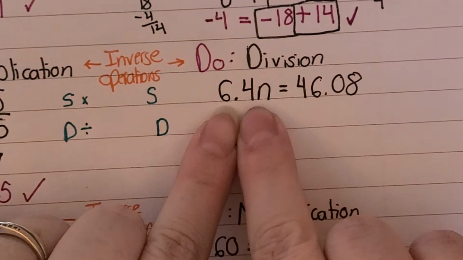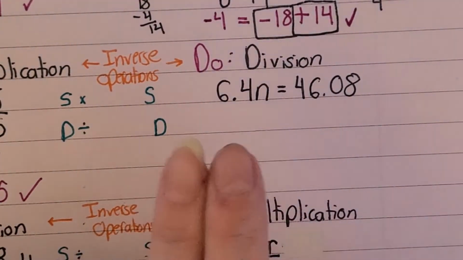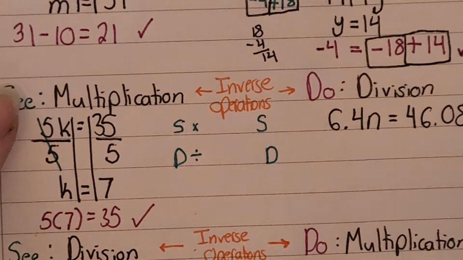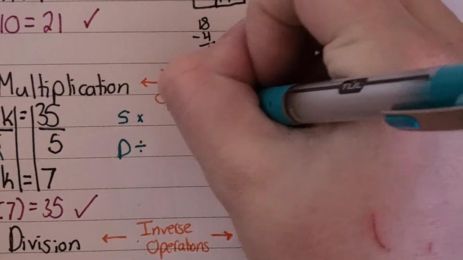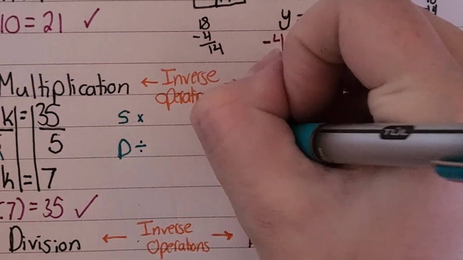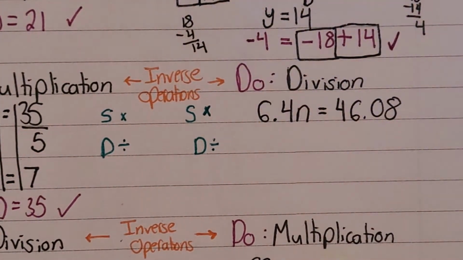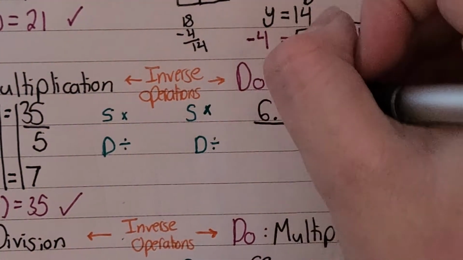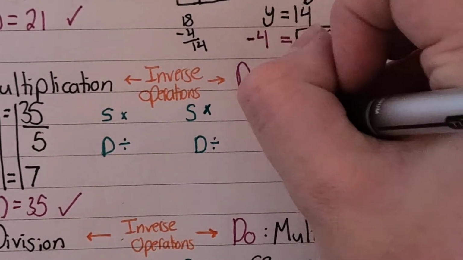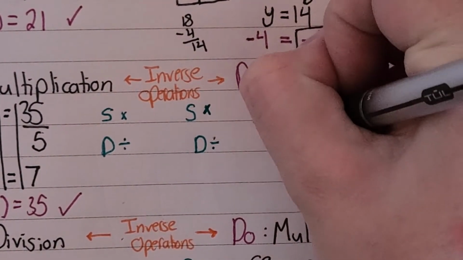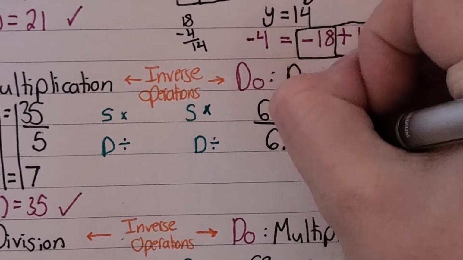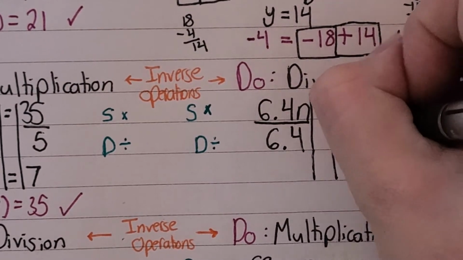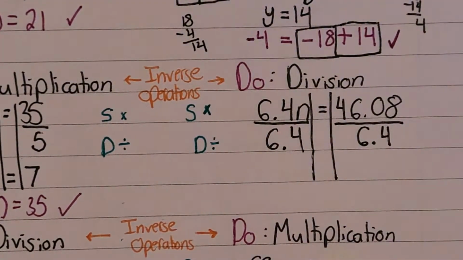We have 6.4 touching our n. Remember, if you have something touching the variable, that operation is multiplication. So we see multiplication. We're going to do the inverse, which is division. So I'm going to divide, and remember, a form of division is writing it like a fraction. Fractions are forms of division. So I'm going to divide by that 6.4 on both sides. Remember, what you do to one, you have to do to the other. So I'm going to divide both these by 6.4.